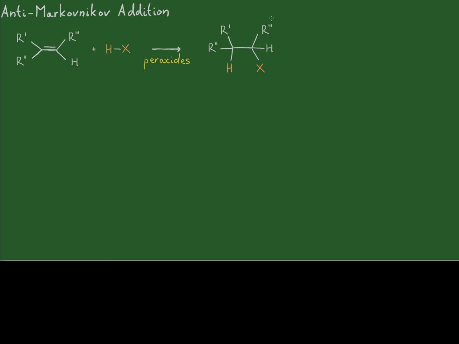In a Markovnikov addition, the halogen of the hydrogen halide, HX, written here, ends up on the more substituted carbon of the double bond. In an anti-Markovnikov addition, the halogen ends up on the less substituted carbon of the carbon double bond. So in this particular case, this carbon is less substituted and the halogen will end up on it.